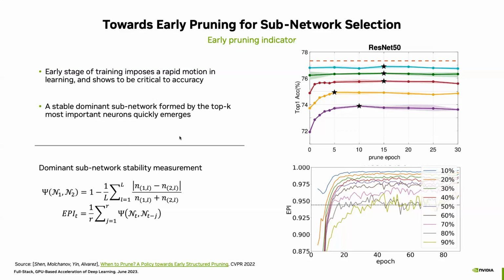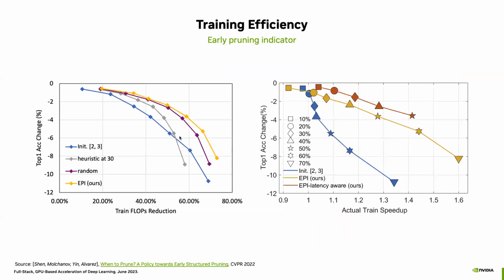But at the same time, we also find that there is a stable dominant subnetwork that appears in the early stage of the training. And once that subnetwork appears, we can apply the pruning without harming the accuracy too much. To measure the stability of such a subnetwork, we propose an indicator basically trying to measure the topology similarity between the current subnetwork and the previous ones. And it has shown that this indicator is quite effective.